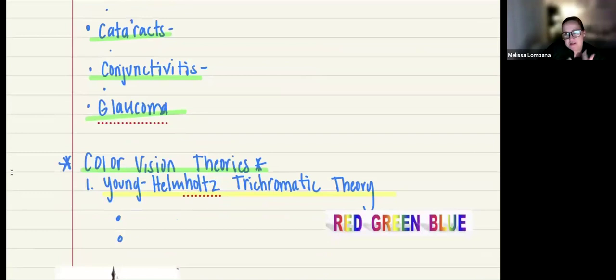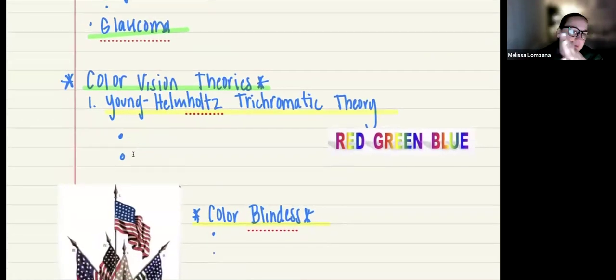Now, there are theories on how we see color, okay? And you need to know these two theories. Since there are two theories, there are two ways of determining why these theories exist. The first one is Young-Helmholtz's trichromatic theory, all right? This theory says that in the retina, there are only three cone receptors, and they are red, green, and blue, okay?